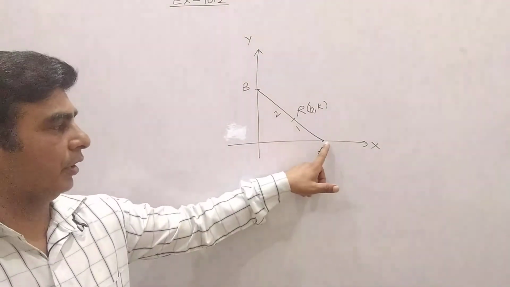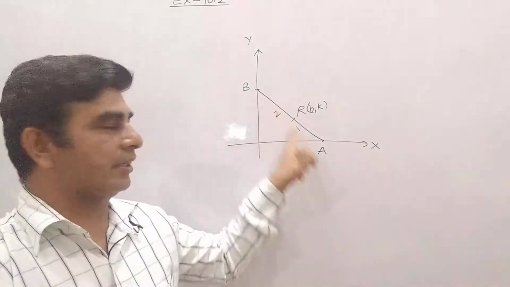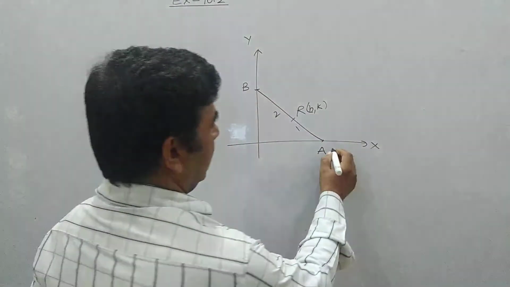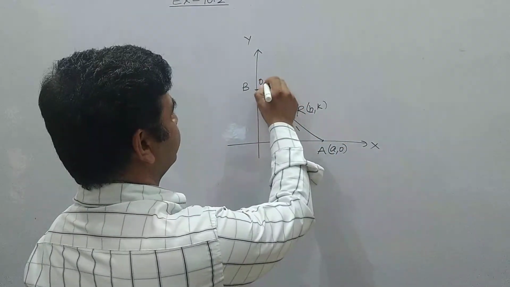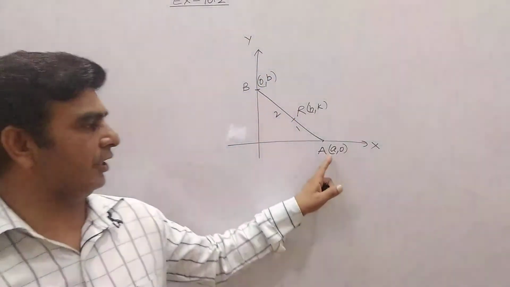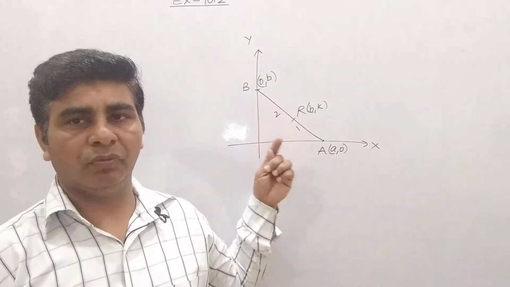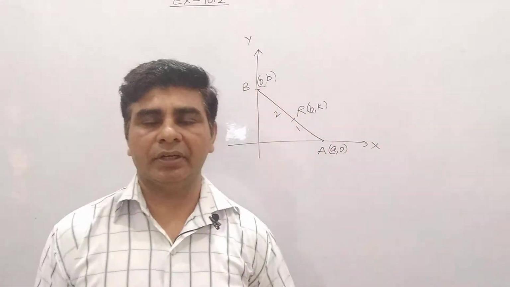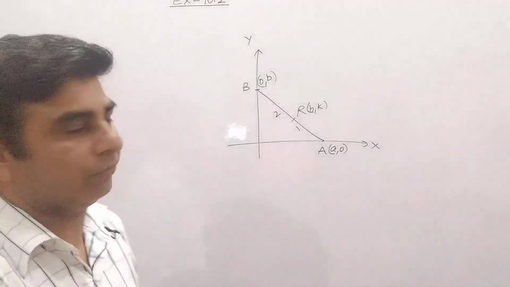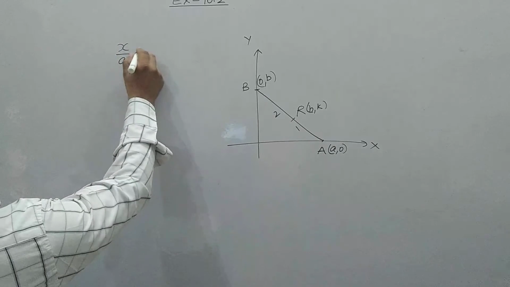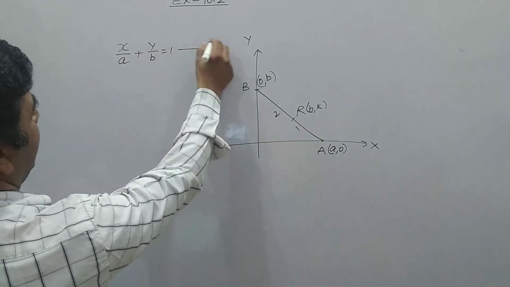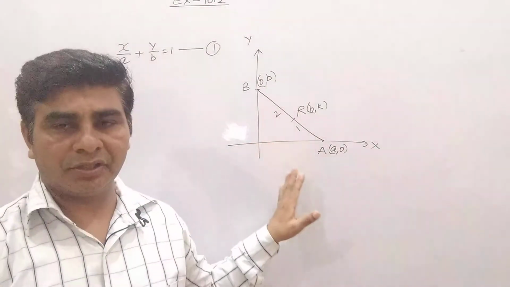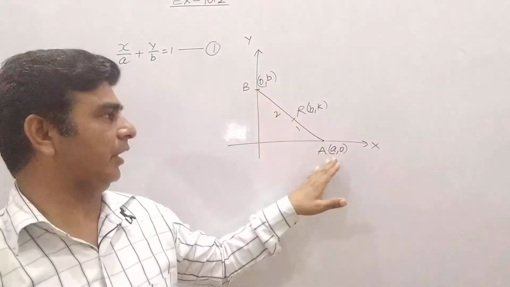No doubt, because intercepts are created by this line segment AB, let me assume the intercepts made by this line segment as (a, 0) and (0, b). Let the intercepts made by the line segment AB with the x-axis be (a, 0) and with the y-axis be (0, b). Then we can write the equation of line AB in intercept form as x/a + y/b = 1. This is the equation of a line intersecting the x-axis and y-axis at the points A and B respectively.